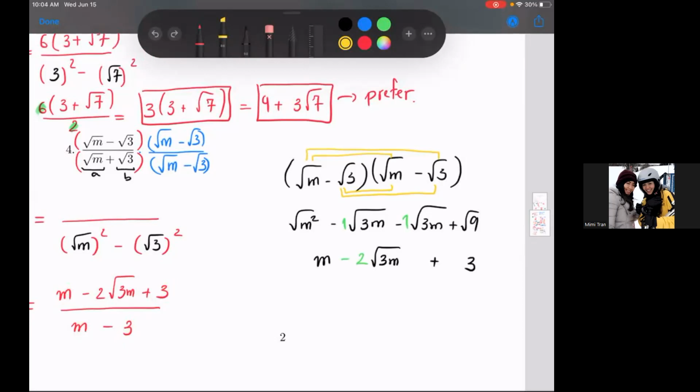You're only allowed to simplify if they multiply. If they multiply, then that will be your final answer.